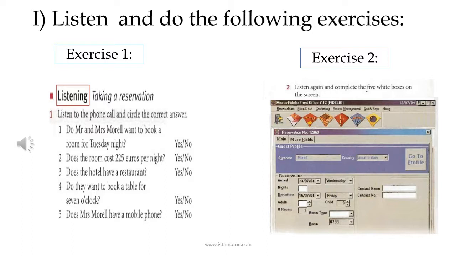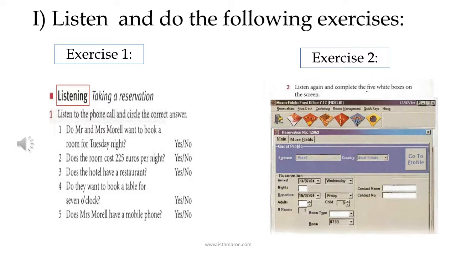4. Do they want to book a table for 7 o'clock? Yes or no? This is okay. This has to do with the timing, with the time of booking the table in the restaurant if they have one. 5. Does Mrs. Morel have a mobile phone? Yes or no? Of course, for the first part, exercise 1, if you want to justify your answers, that would be perfect.